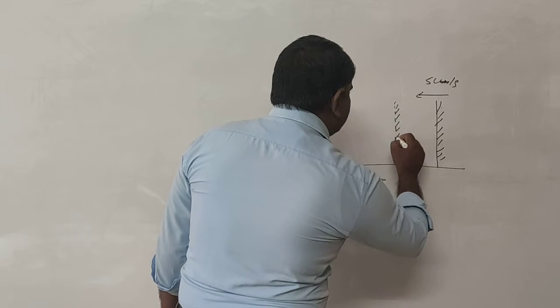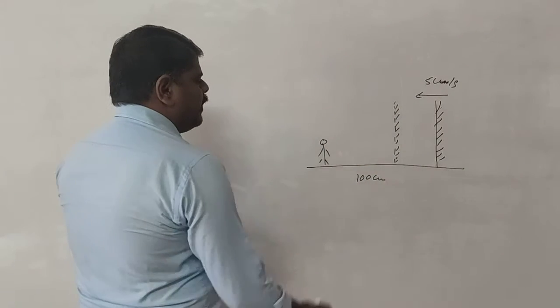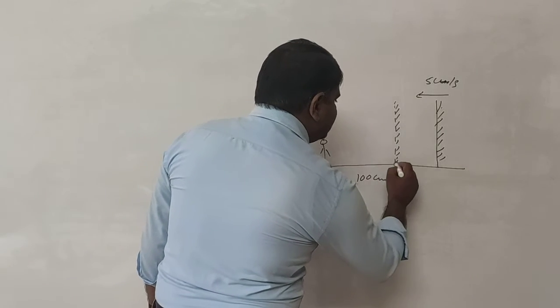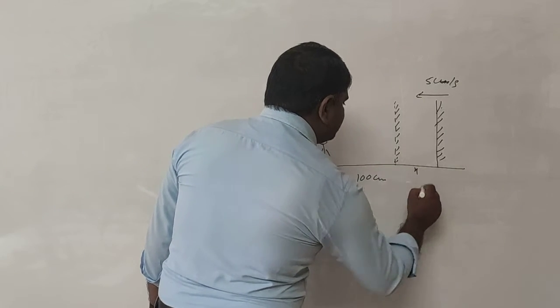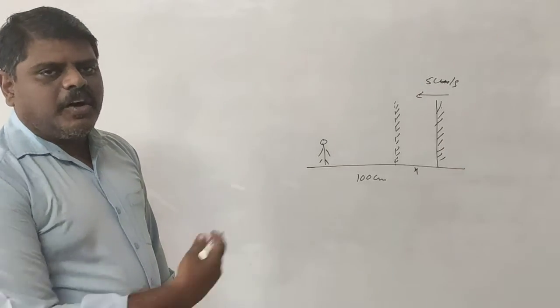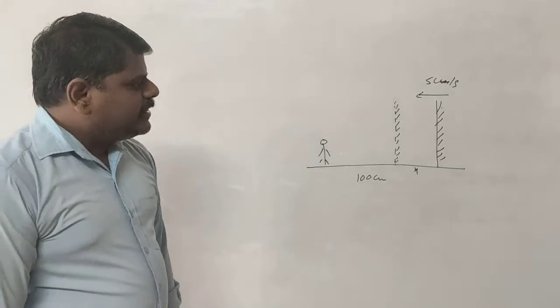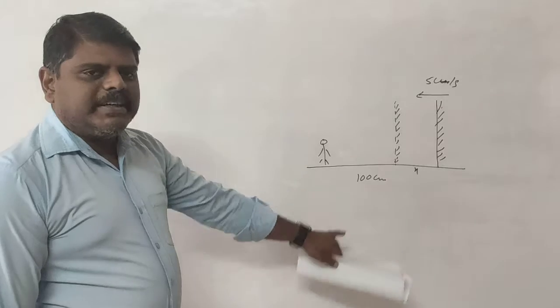Okay, the mirror is going to reach up to this point. Then you have to find out this distance x. If you can find out this distance x, how much distance it has moved, then it will be very easy to find out the distance between the image and the object.